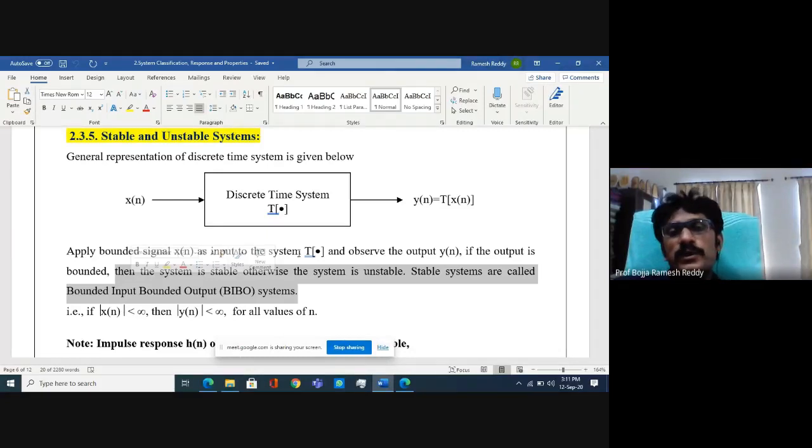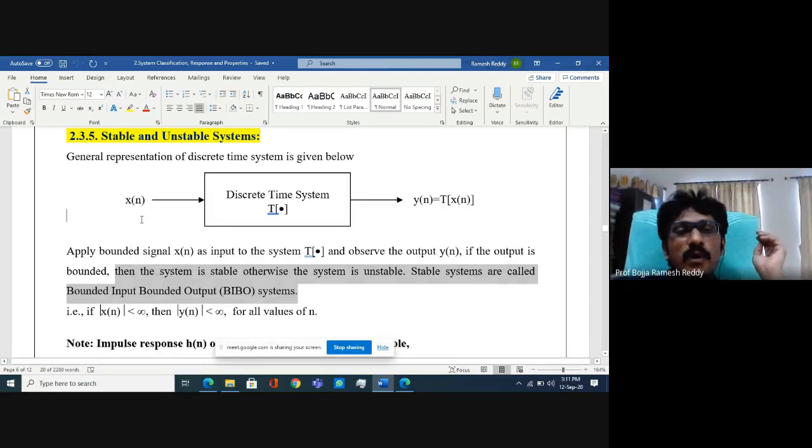Next, here we need to test whether the system is good or bad. That is the second thing. How? Give good input to the system and observe the output. If the output is good, definitely the system is good. If the output is bad, then the system is bad. Like that, system stability can be verified.